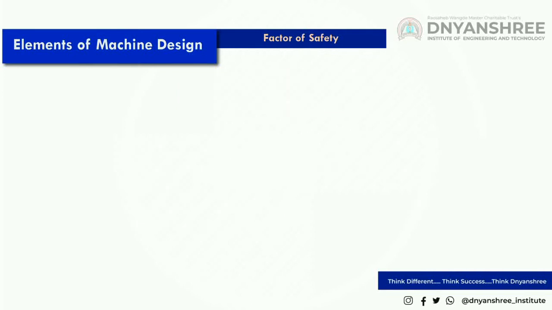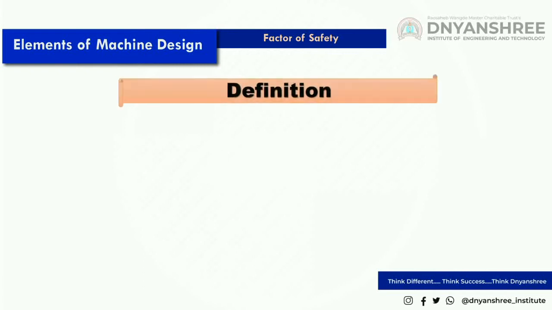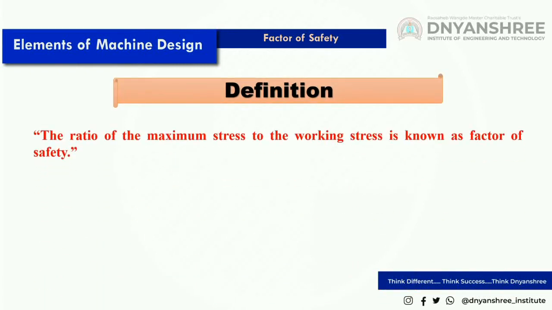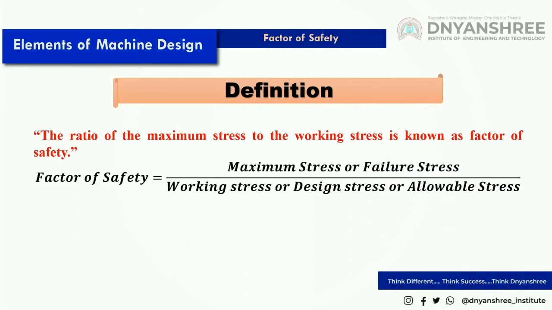So what is the definition of this factor of safety? Factor of safety is the ratio of the maximum stress to the working stress. Now, what is factor of safety? Factor of safety is equal to maximum stress or failure stress divided by working stress or design stress or allowable stress.